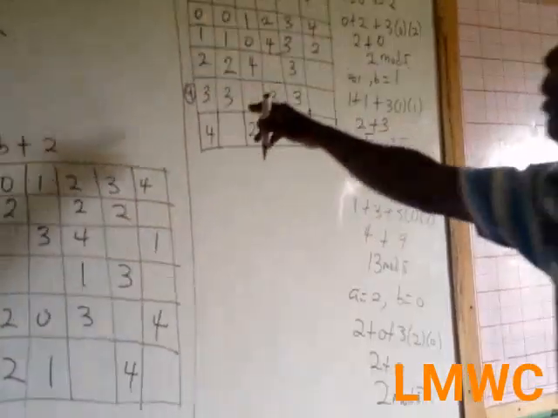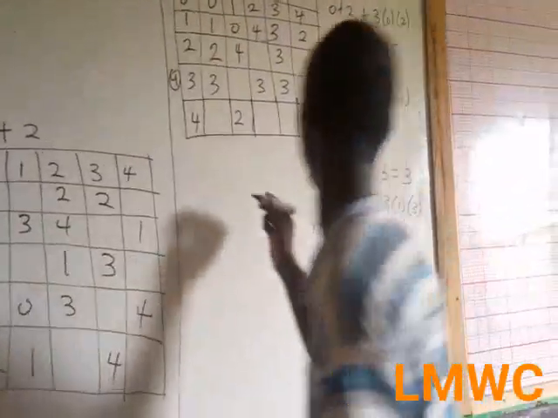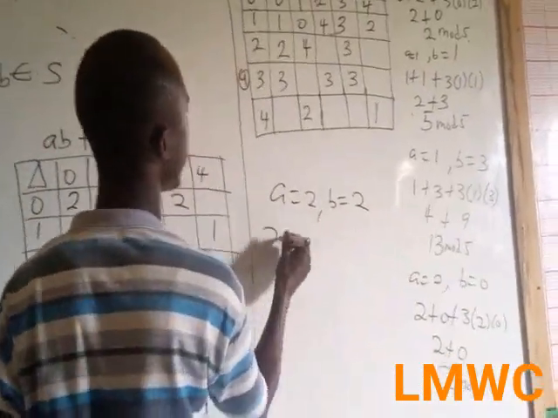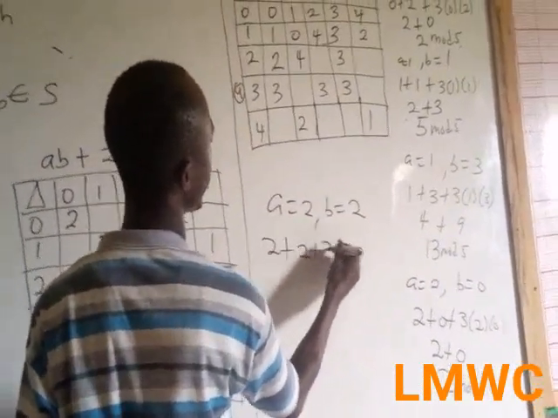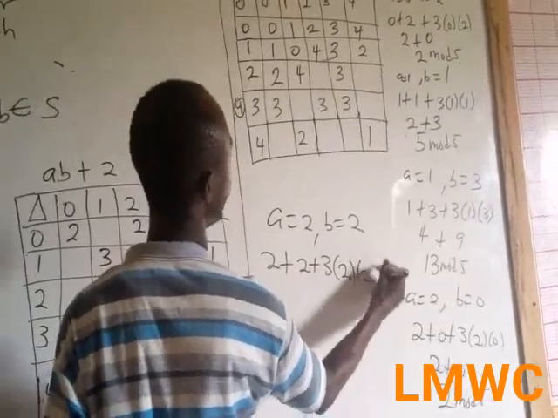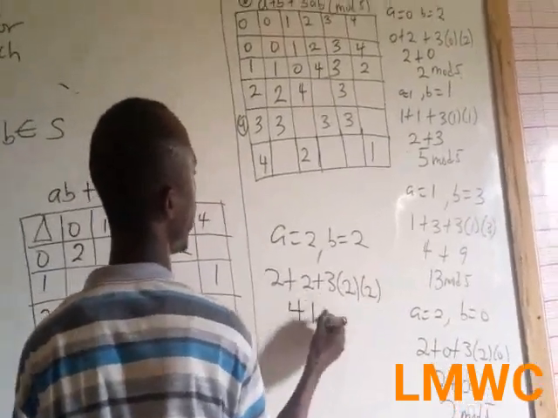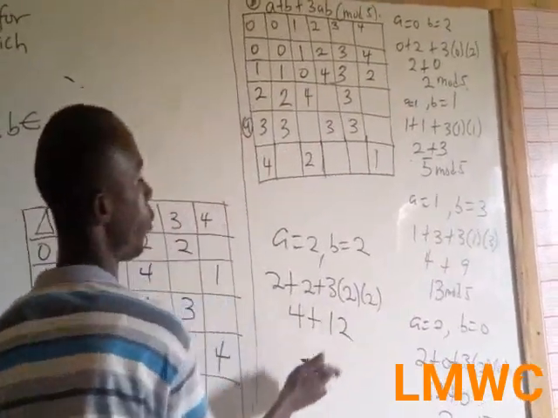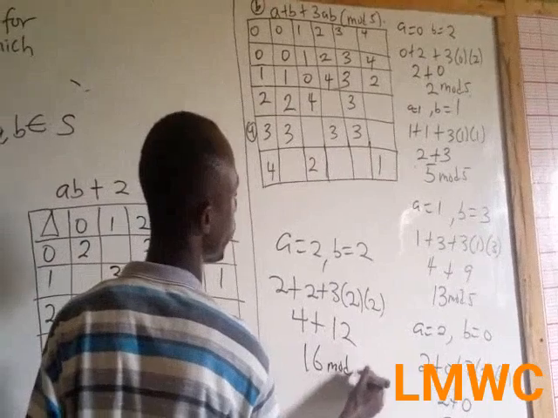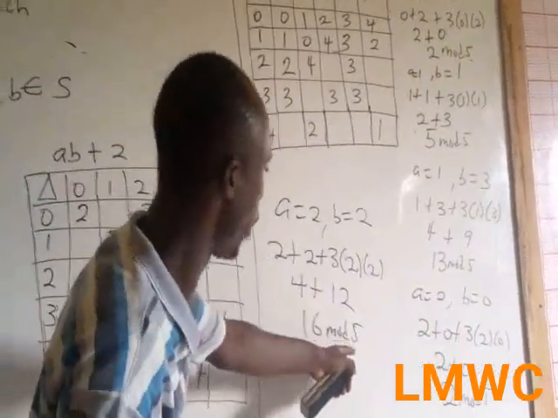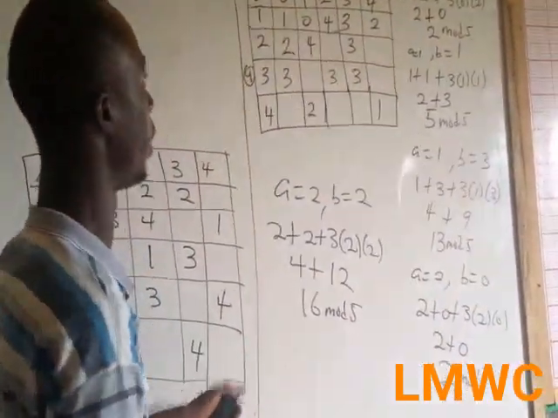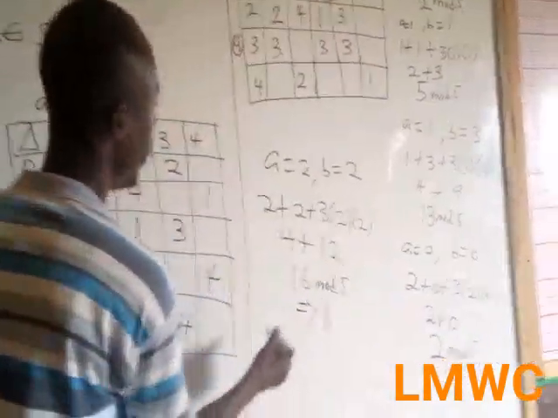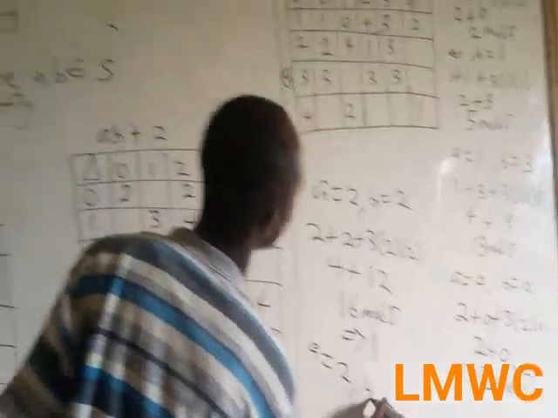Now what is the value for A? A is 2 and B is 2. So A is 2 and B is what? 2. It becomes 2 plus 2 plus 3 times 2, 2. 2 plus 2 is 4, plus 3 times 2, 6, times 2, 12. 4 plus 12, we have 16 mod 5. And 16 mod 5, we have 5 goes into 16, 3, remainder what? 1. So the answer is 1.